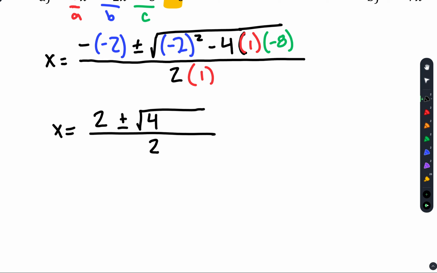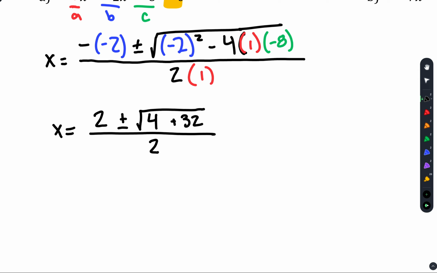I think about this minus 4 as one big negative 4. So I think of this as negative 4 times 1 times negative 8, which is positive 32. So I should have a plus 32 here. If you just do 4 times 1 times negative 8, you get a negative 32, but a lot of times we forget about this negative. So just remember, minus a negative is a positive.